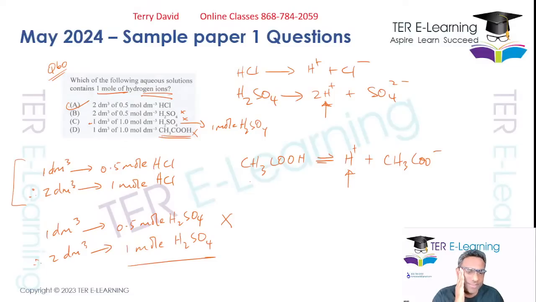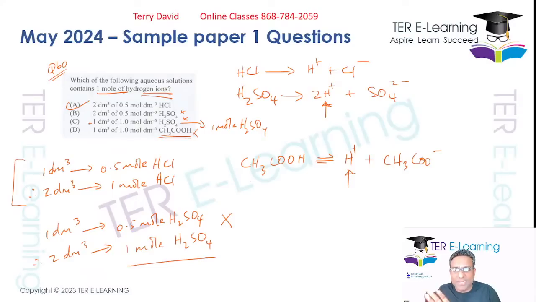Oh, no problem, Anaya. But I hope the answer makes sense. Even though you do the calculation with the ethanoic acid and you get 1 mole of ethanoic acid, because it only partially ionizes, that can't be the answer. So the answer is going to be A instead.